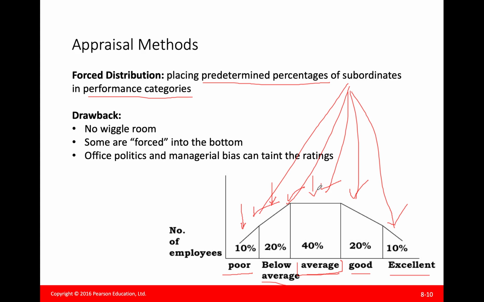So let's say we have 10 employees. How many employees will be in the poor category? Nếu cô có 10 nhân viên thì bao nhiêu nhân viên rơi vào category perform kém? Yes. And then how many employees fall below average? 2, yes. And then similarly, 4 employees for average, 2 employees for good, and 1 for excellent. Very easy to understand, right?